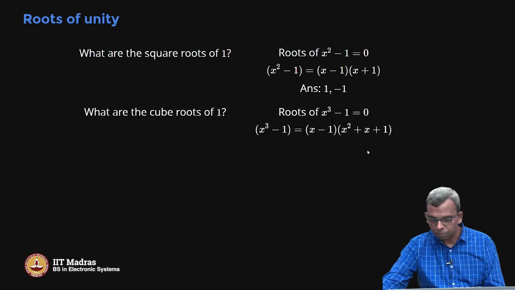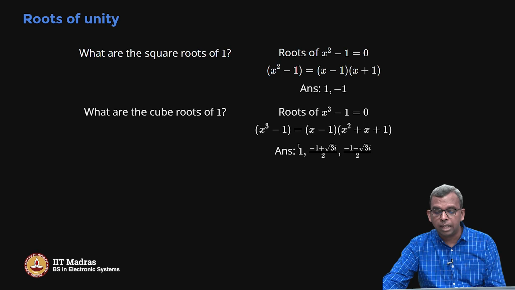You can check that. Now if this has to be equal to 0, x could be 1, that could be a possibility, or x squared plus x plus 1 could be 0. So x minus 1 could be 0, which gives you 1, or x squared plus x plus 1 could be 0, which will give you these two complex roots. You can solve this and check that these two are the correct roots. So there are three cube roots. One is real and the other two are complex, and the complex ones occur in conjugate pairs, right.